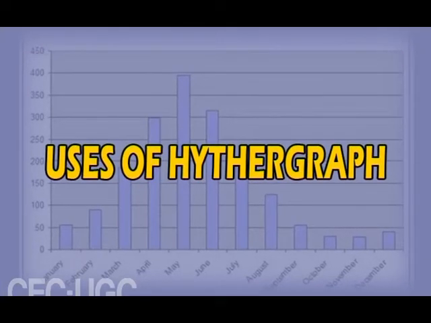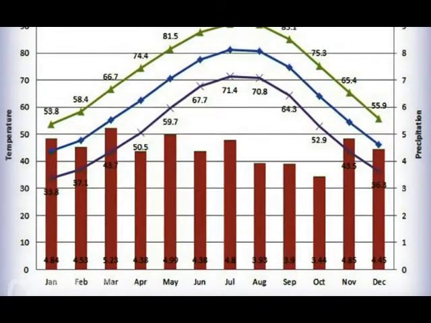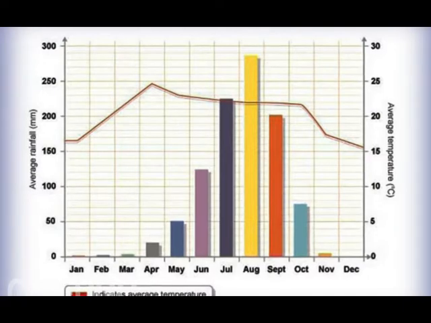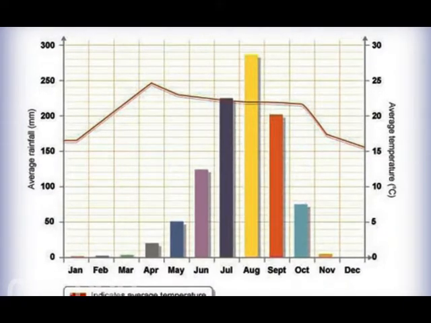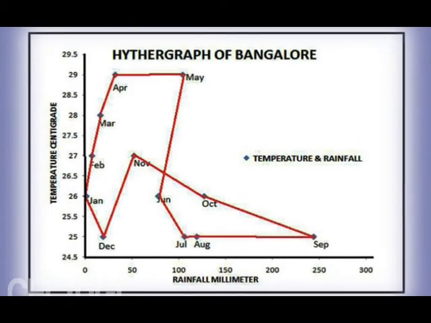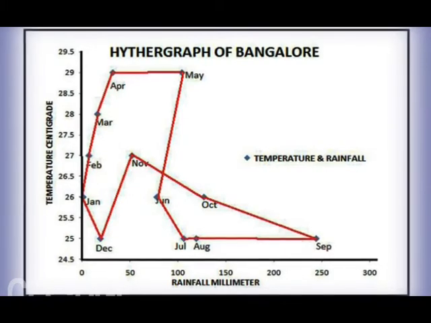Uses of the hythergraph. The two kinds of information shown by the hythergraph are the average temperature and average precipitation of a particular place over a period of time. A hythergraph for Bangalore shows higher precipitation in the summer months and the reverse for the winter months. This makes sense because it describes the weather patterns of such places as observed over hundreds of years.